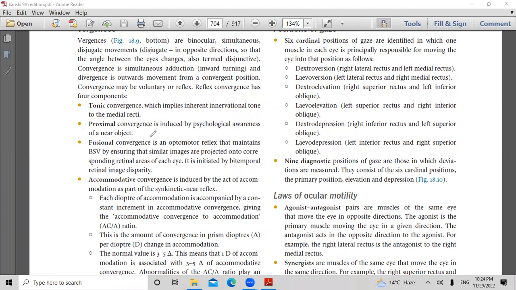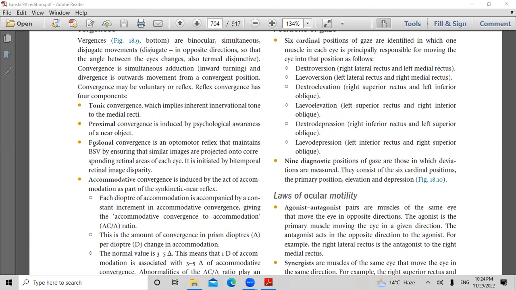The second one, the proximal convergence, is induced by psychological awareness of a near object. Proximal means near. So there is a near object, and psychologically your brain directly lets the eye converge to see the near object. We call this proximal convergence. So the tonic is by inherent innervation for the two medial recti, and the proximal is psychological awareness because there is a near object.